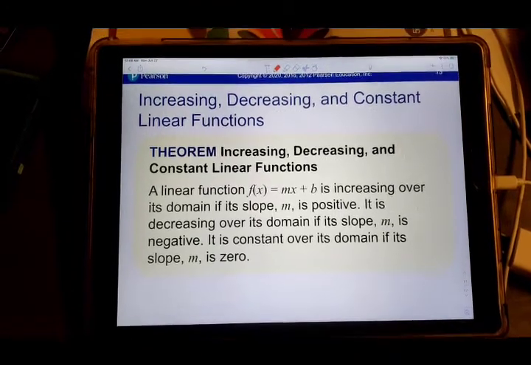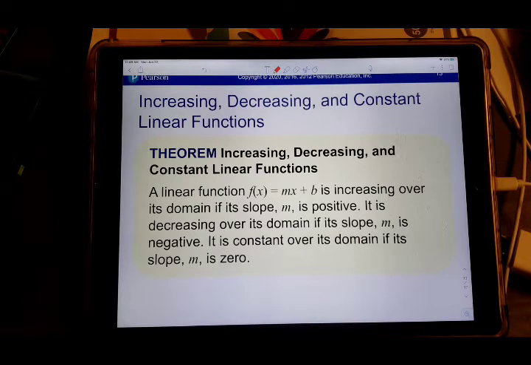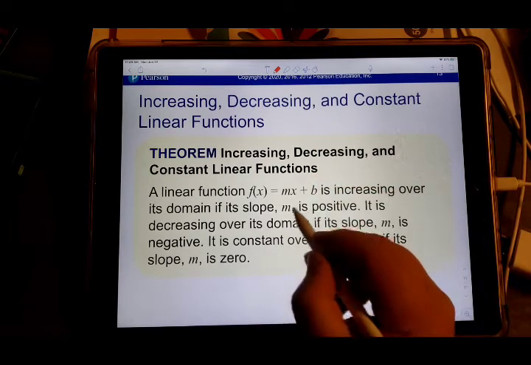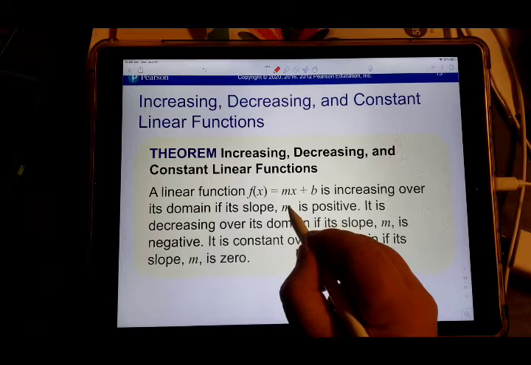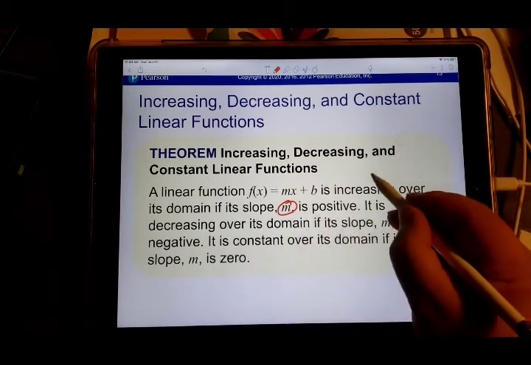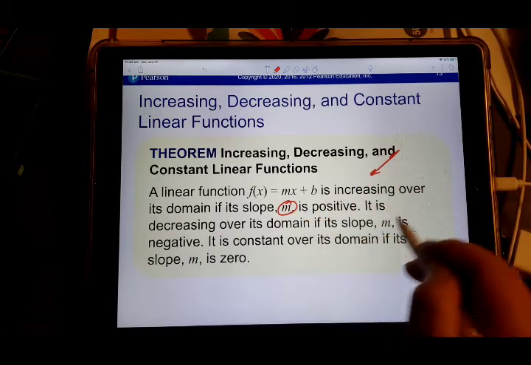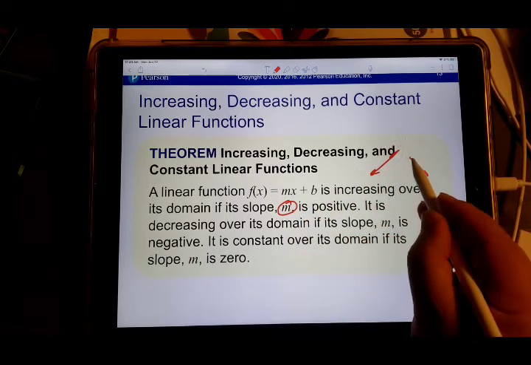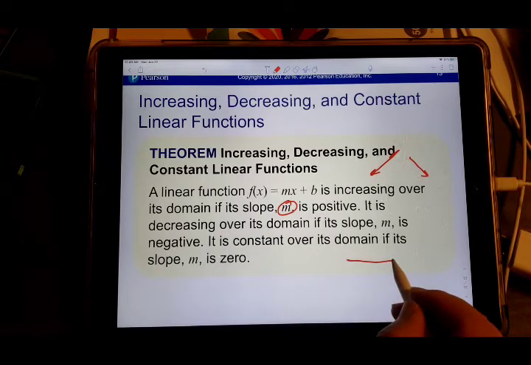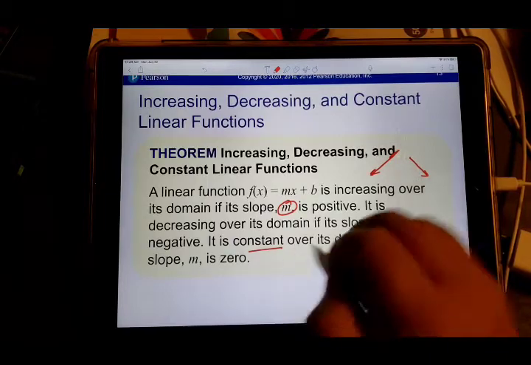We know that functions, when we read functions, they're from left to right. So what that means is, when the slope is positive, the graph is increasing. When the slope is negative, the graph is decreasing. And when the slope is 0, we call it a constant function. It's not increasing or decreasing.